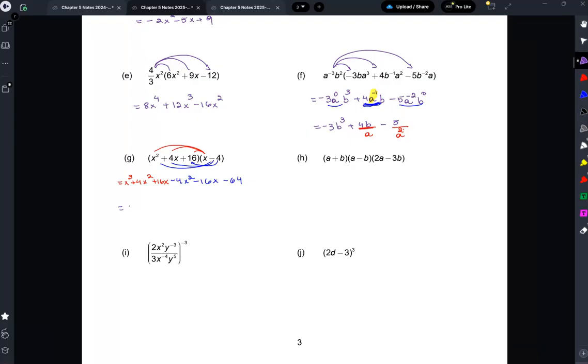Finally, let's reduce. X cubed. 4x squared minus 4x squared goes away. 16x minus 16x goes away. Minus 64. Oh my god, how cute is this?